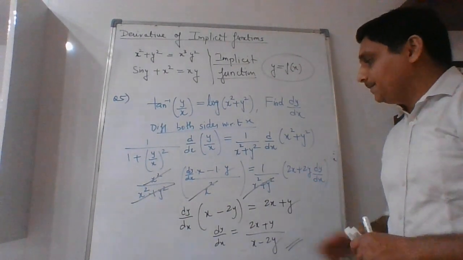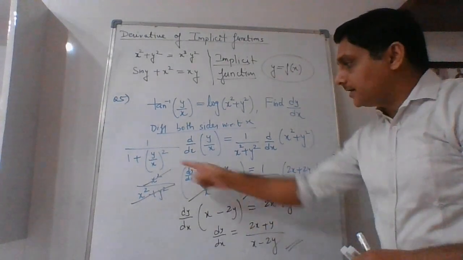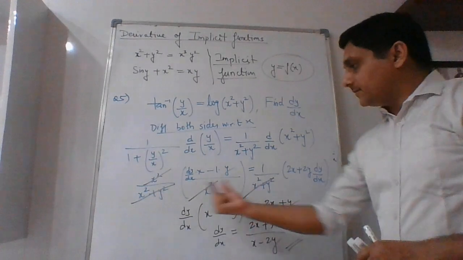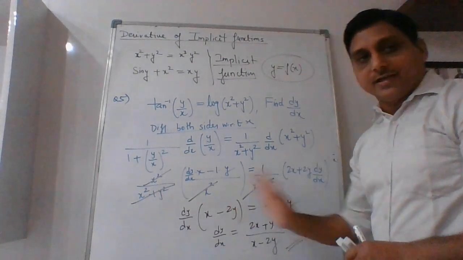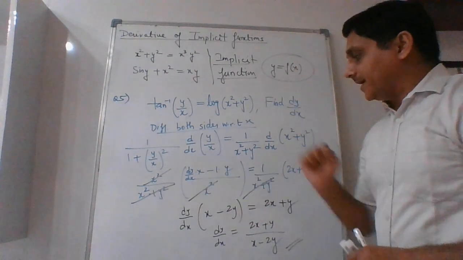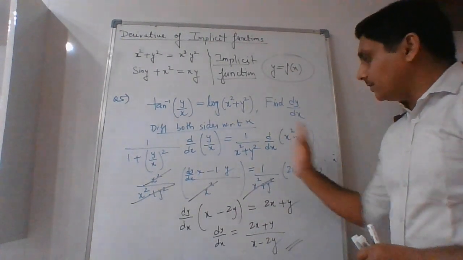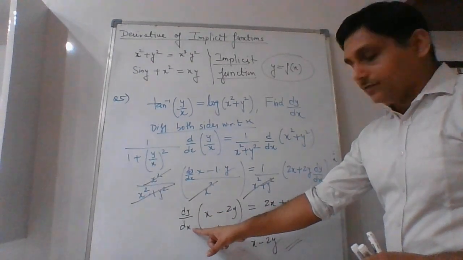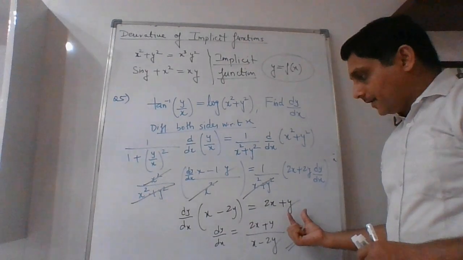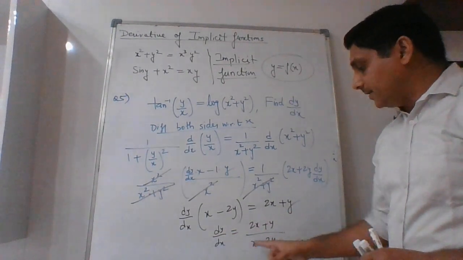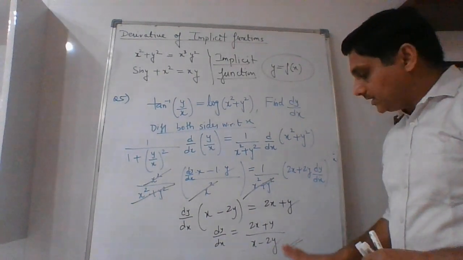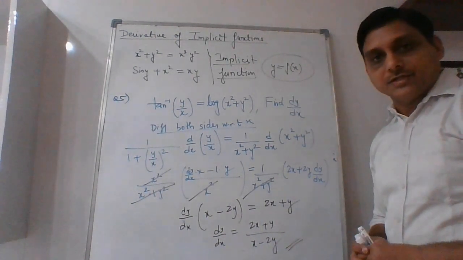Now after that, x square and x square will cancel out. Here I had just taken LCM, and if you see this carefully, then x square plus y square, x square plus y square will also cancel out. So we are left with this bracket and this bracket. Now after this, it's just a matter of taking dy upon dx on one side and terms free from dy upon dx on the other side. After that, dy upon dx can be written as 2x plus y upon x minus 2y. So this is our final solution.